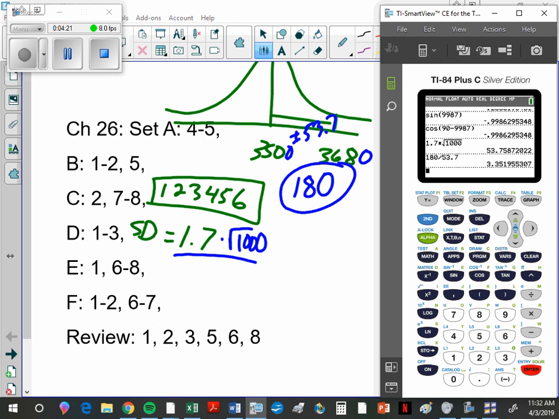3 SEs gives me 99.7%, and I'm outside of that, so it's extremely unlikely for this to be due to chance.